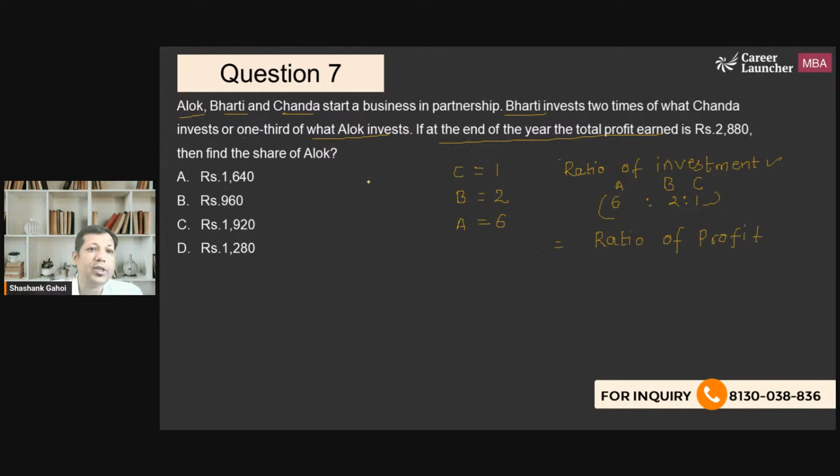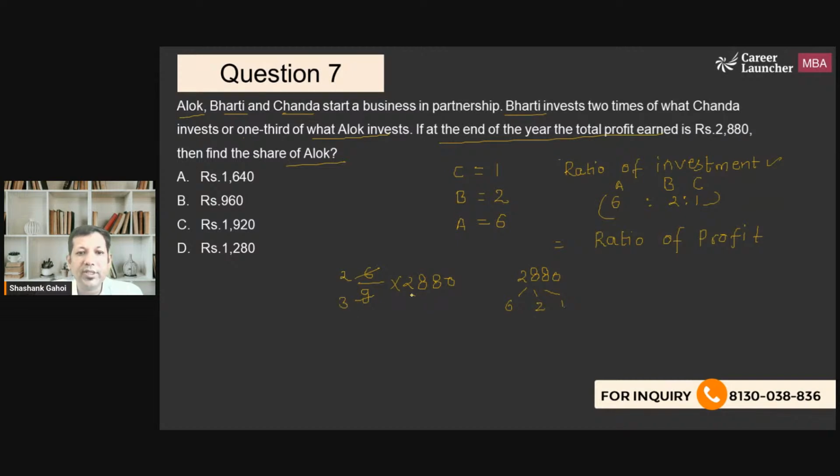Now, what is the question talking about? What is the share of Alok? So, I need to divide 2880 in the ratio of 6 is to 2 is to 1. So, what is the Alok share? That is going to be 6 upon 6 plus 2 plus 1, that is 9, into 2880. Okay. So, this is going to be 2/3.